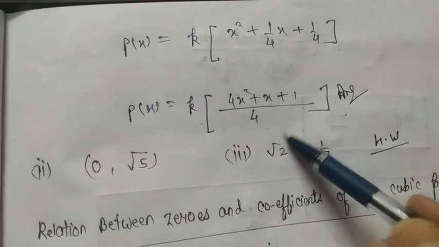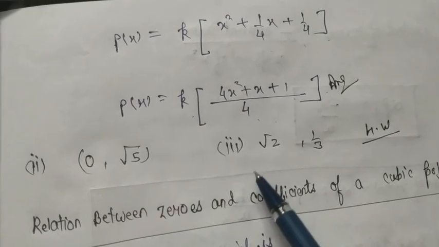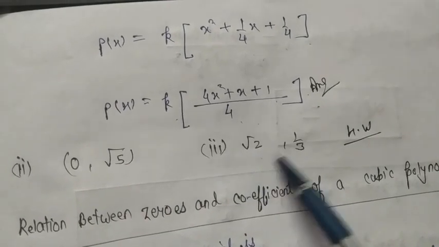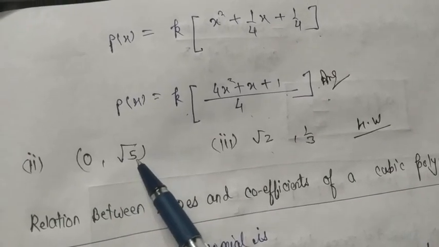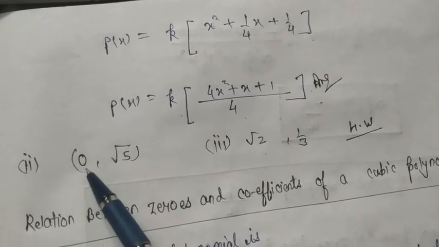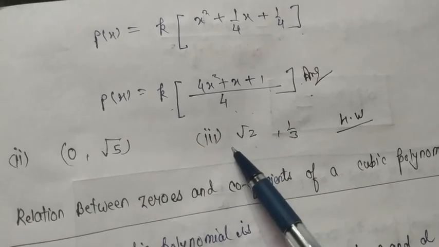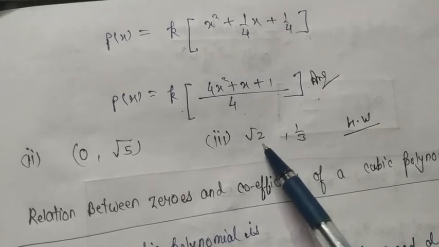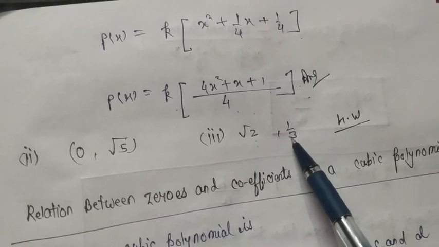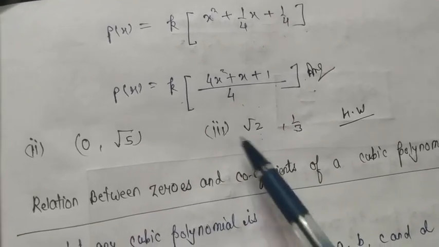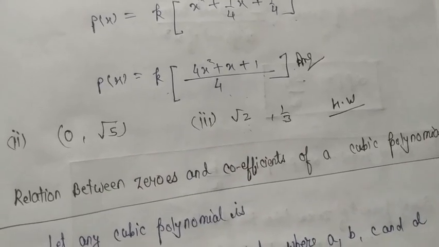Okay, so see these two questions. This one is 0 comma √5, and the third one is √3 comma 1/3. See, this value is the sum of zeros and this value is the product of zeros. It means alpha plus beta is 0 and alpha into beta is √5. Similarly, in this question alpha plus beta is equal to √3 and alpha into beta is equal to 1/3. The same question was there, just the second and third parts. So whatever method I have explained, you can apply it and you can solve this type of question.